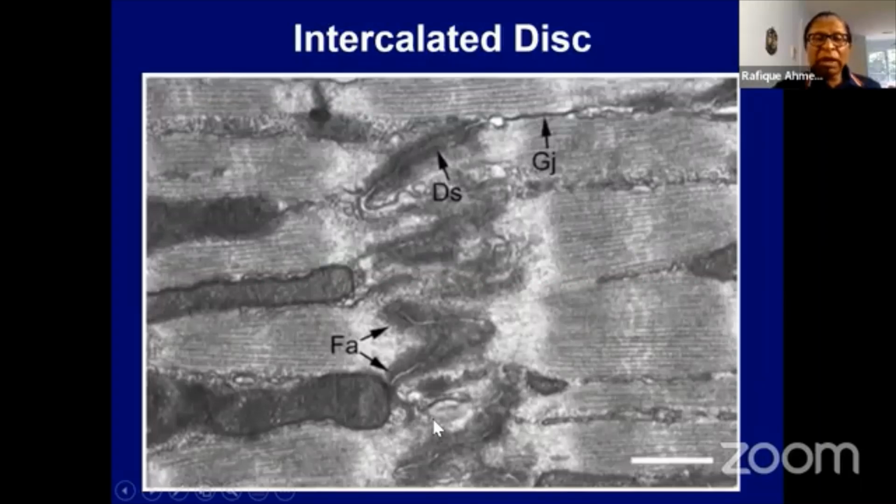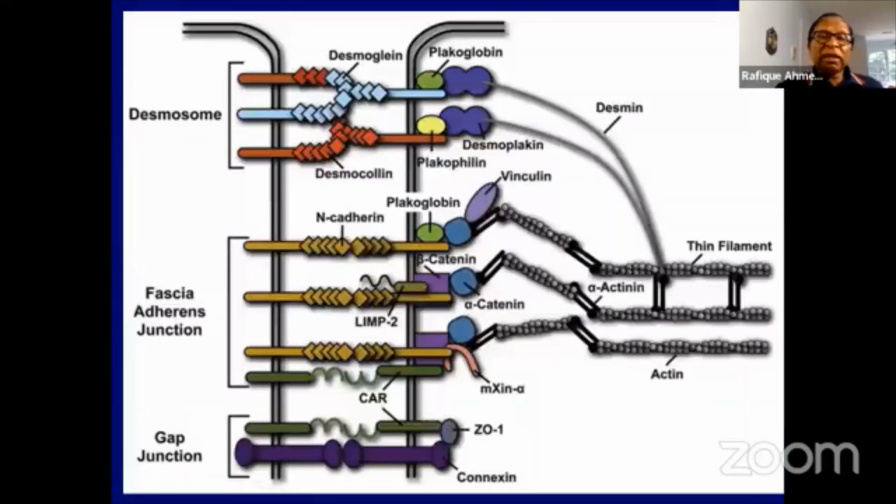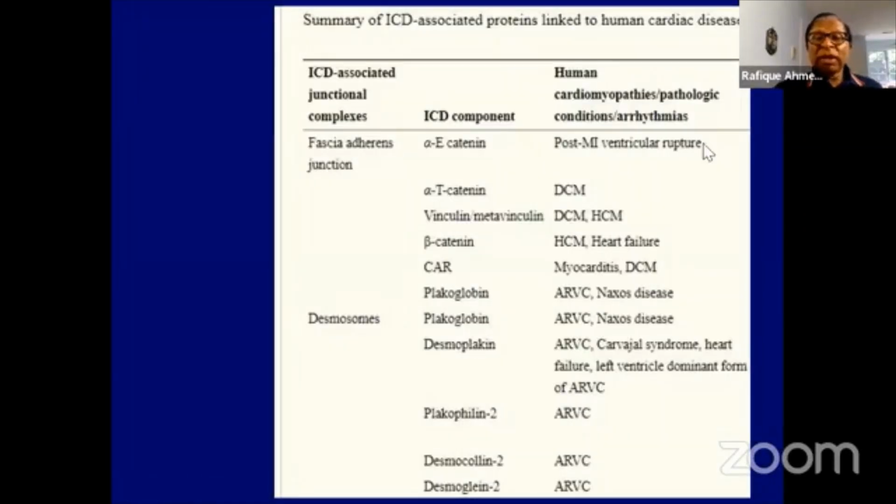Why is this important? Just remember this. Look at these different structures. This is the actin filament, actin. This is the intercalated disc, and on this side actin, and then there are connections with different kinds of proteins, and we have now identified there can be abnormality of these proteins, which can cause cardiomyopathy.